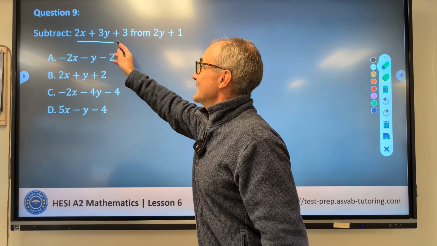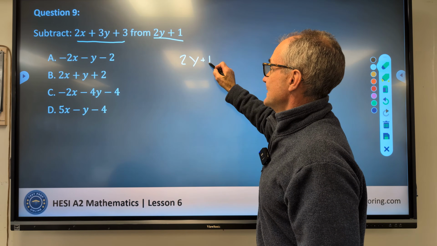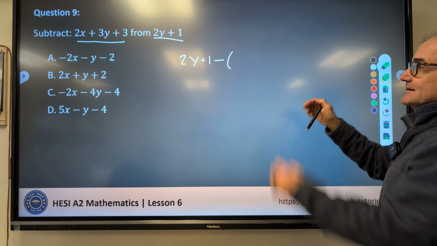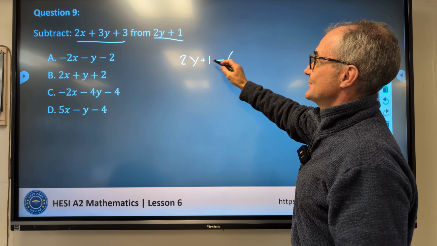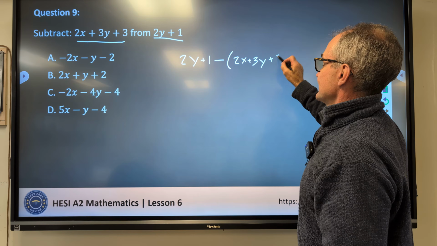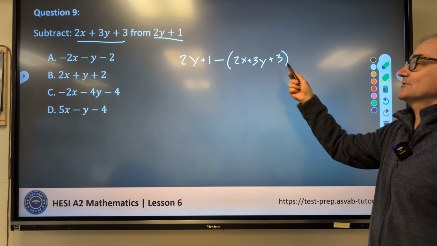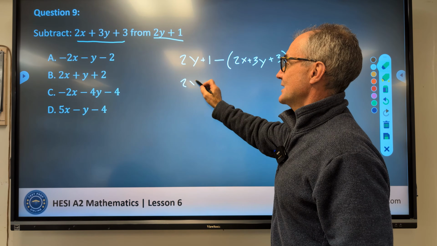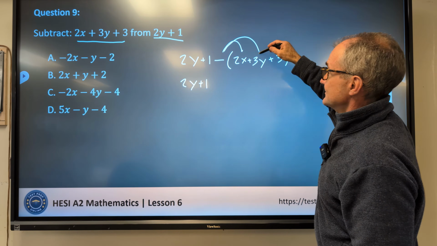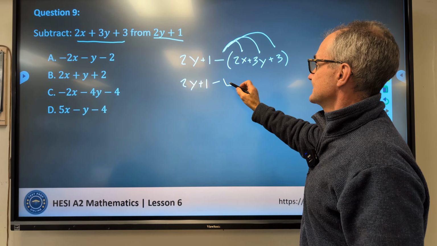All right, problem number 9. Subtract this amount from this. So that is saying 2y plus 1 minus that whole thing, because it's saying take that from that, right? So 2y plus 1 minus 2x plus 3y plus 3. Again, it's similar about distributing that negative through the whole quantity. I still have that 2y plus 1 out front. Then I got to distribute this through all the terms in this quantity. So that's going to be minus 2x.